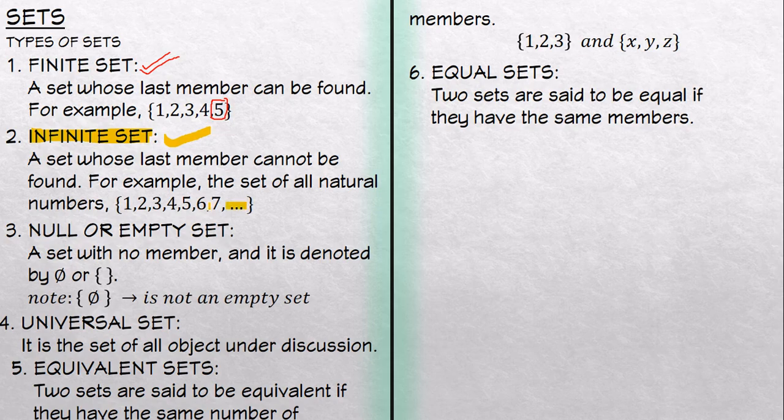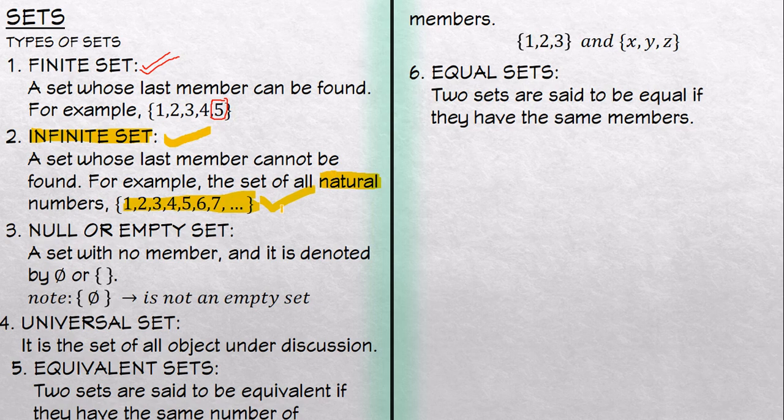So for instance, if you are asked to list down the set of all natural numbers, we know that the set of all natural numbers starts from 1, 2, 3, 4, 5, 6, 7, 8, 9, 10, 11. We can go on and on to the millions, to the billions, to the trillions, and yet we will not be able to find the last element of this set. So if we ask you for the number of elements in the set of all natural numbers, it would be impossible for you to get an answer because in the first place, you don't even know what the last element is supposed to be.